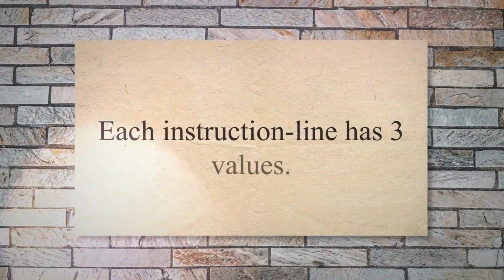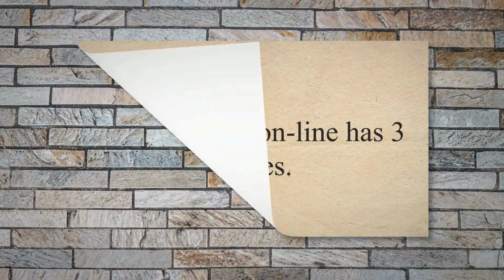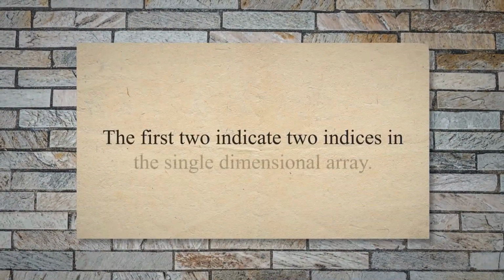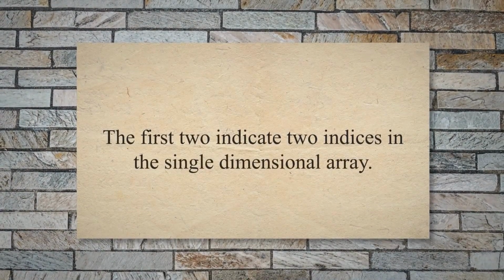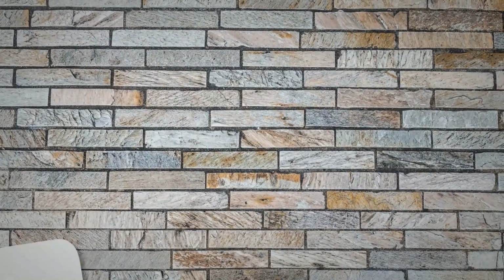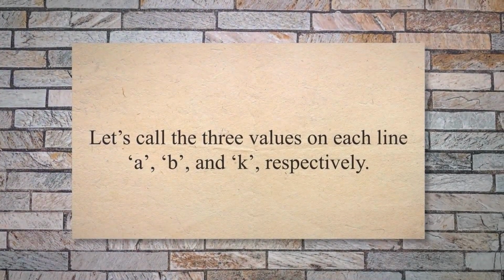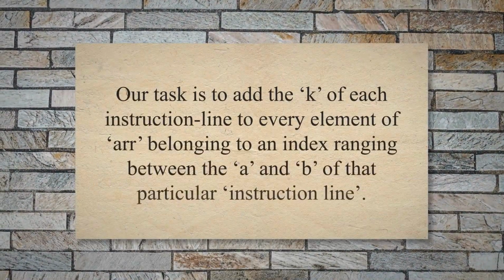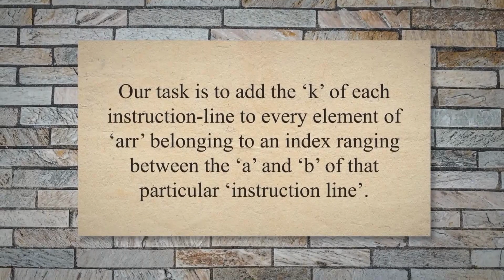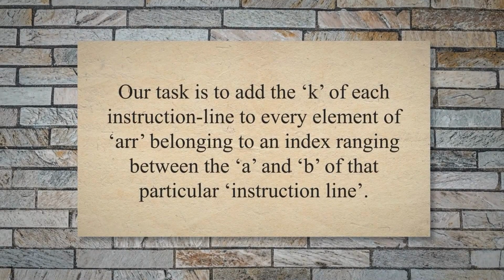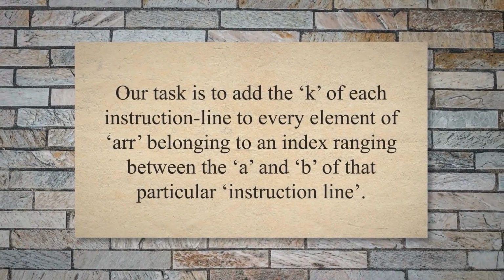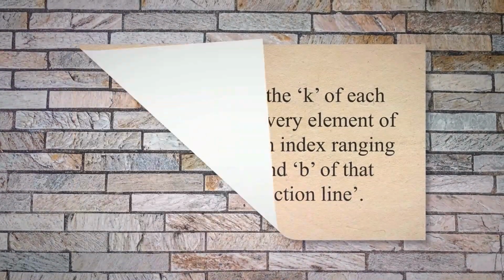Each instruction line has 3 values. The first 2 indicate 2 indices in the single-dimensional array. Let's call the 3 values on each line A, B, and K, respectively. Our task is to add the K of each instruction line to every element of R belonging to an index ranging between the A and B of that particular instruction line.